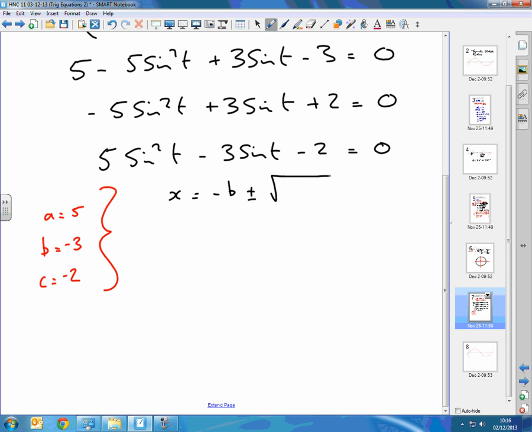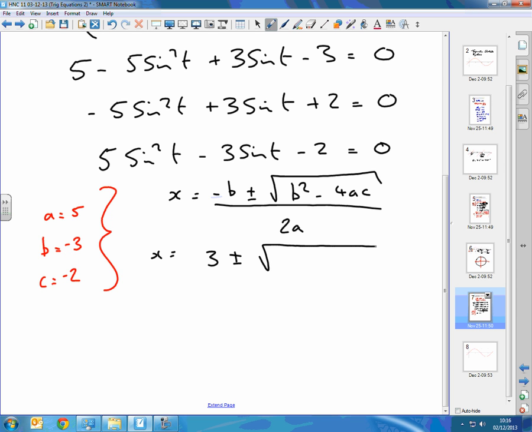X equals minus b plus or minus the square root of b squared minus 4ac over 2a. Just being a bit careful of signs when we put them in. So x equals minus b. Well, b is minus 3, so minus 3 gives us plus 3. Plus or minus the square root of b squared. B is minus 3, minus 3 squared is 9. Minus 4ac. Well, again, we've got a minus multiplied by a minus 2, 4ac, because c is minus 2.